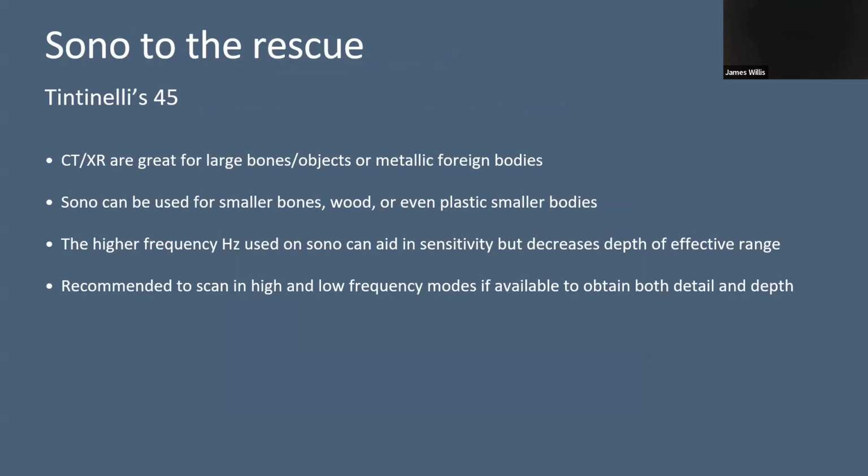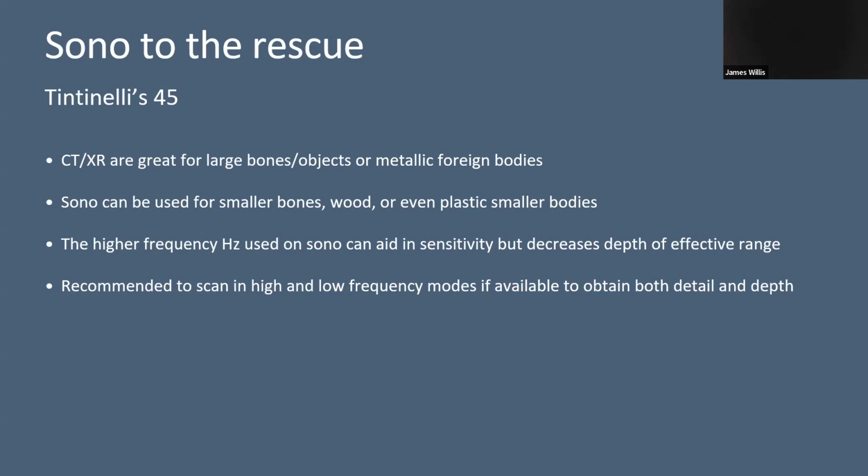CT and X-ray are great for larger bodies, more dense foreign bodies, and metallic, obviously, even a large bone, if that is the case. Sano can often be used for these smaller ones that have lower density to them. Like I said, wood or something along those lines.